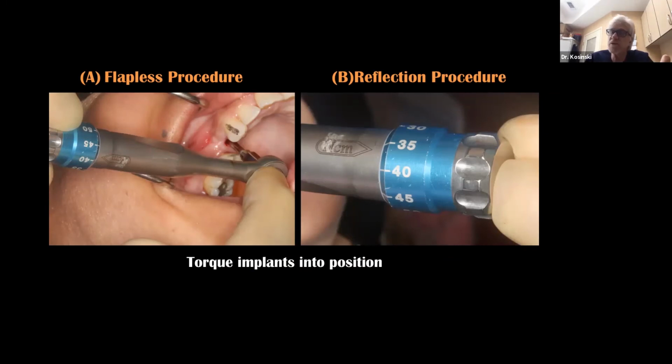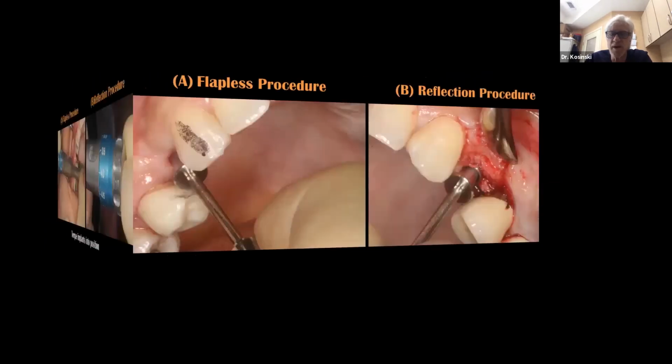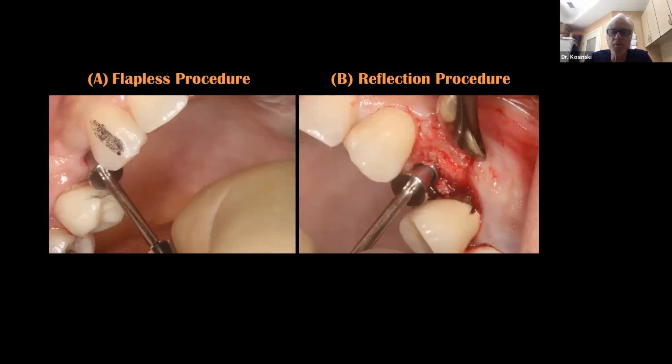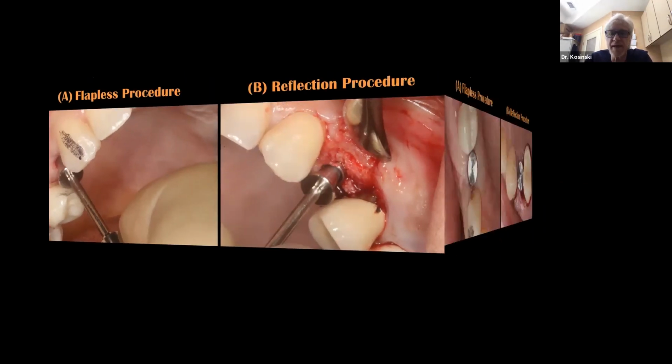Theoretically, the literature will say if we get to 35 Newton centimeters of torque, we can immediately load the implant. I don't immediately load very many of my implants, but I just wanted to show that in a very small space, we were able to get outstanding initial stability and torque. So that being the case, I will put 3 millimeter tall healing abutments into each of the implants.